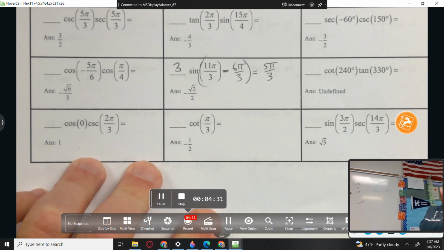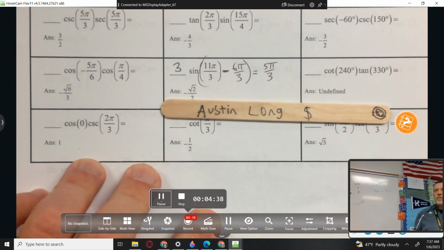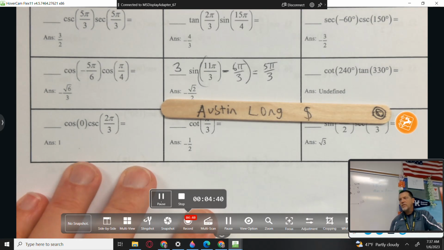Just keep picking on people here. Oops. Pick on people who are here, not the people who aren't here. Austin, how about the sine of 5 pi over 3?